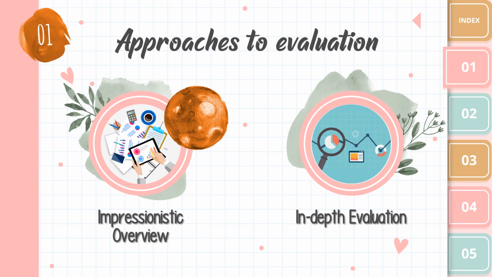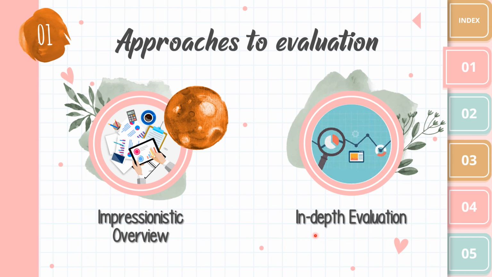In selecting the coursebook, we need to do an evaluation process. Therefore, it is quite necessary to know first some approaches related to coursebook evaluation. According to Cunningsworth in his book entitled Choosing Your Coursebook, he classified approaches to coursebook evaluation into two kinds: the first is the impressionistic overview, and then the in-depth evaluation.